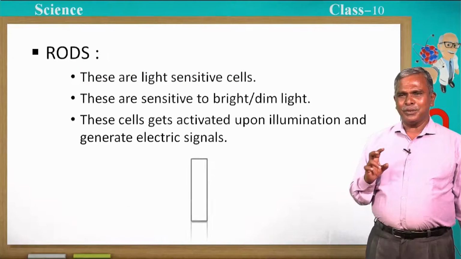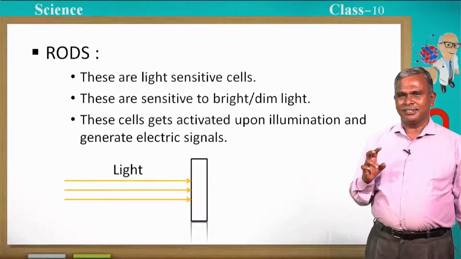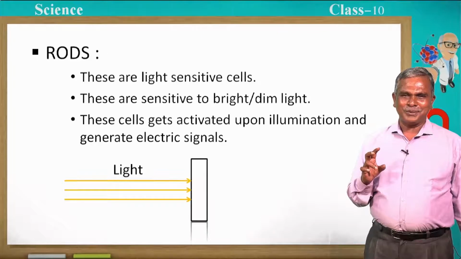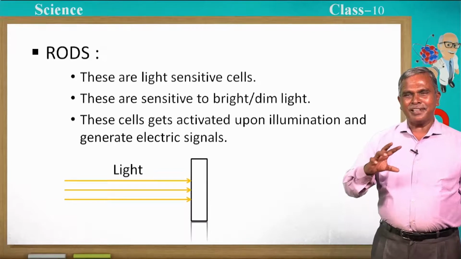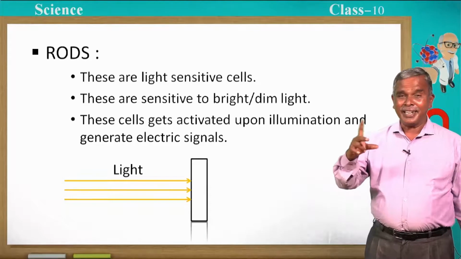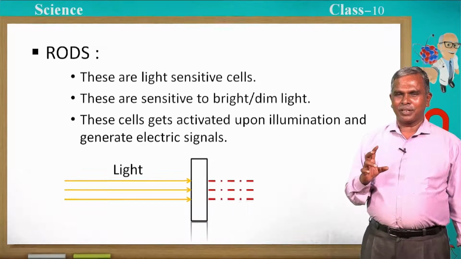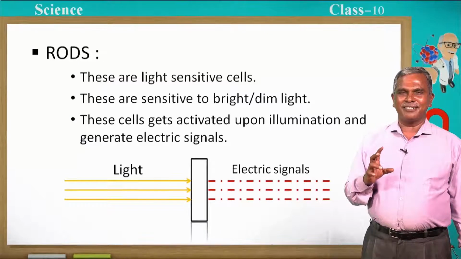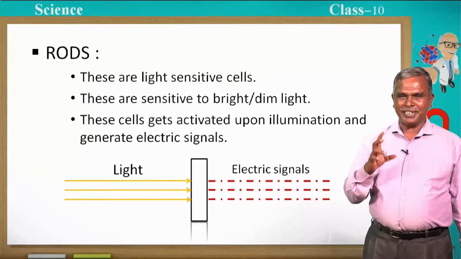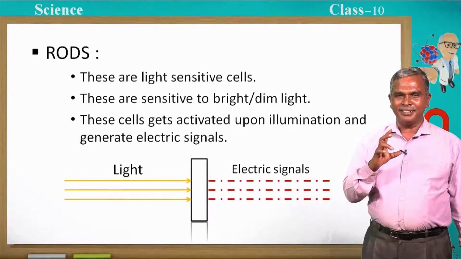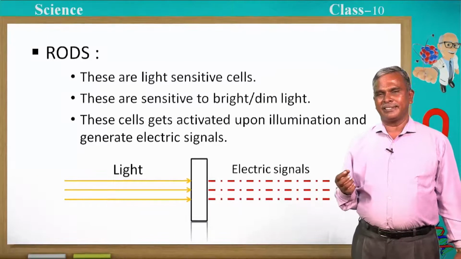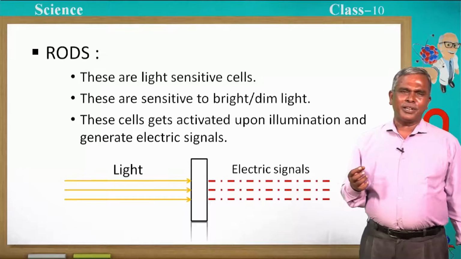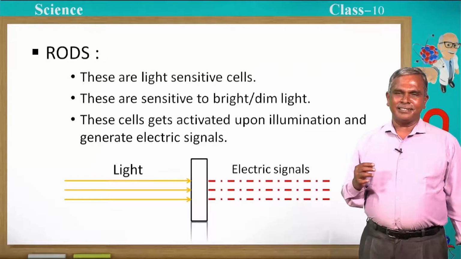Next, we come to rods. The rods are sensitive to bright light as well as dim light to a certain extent. Totally, the rods and the cones are mainly responsible for converting the image formed on the retina into electric signals. Why do they convert them into electric signals?